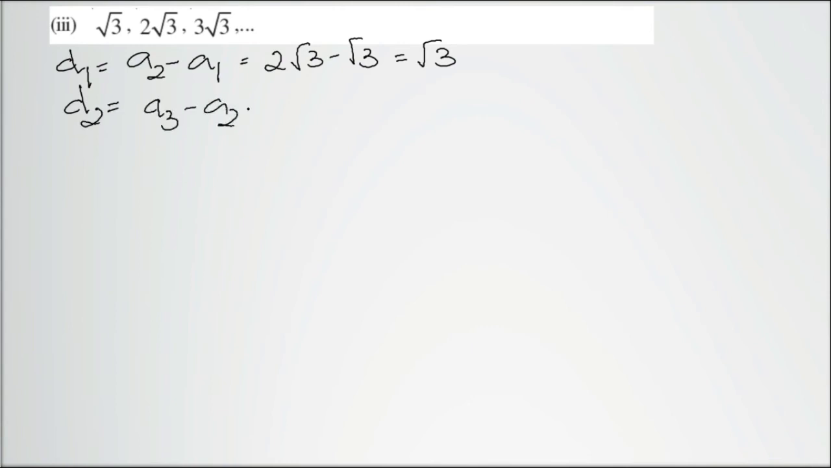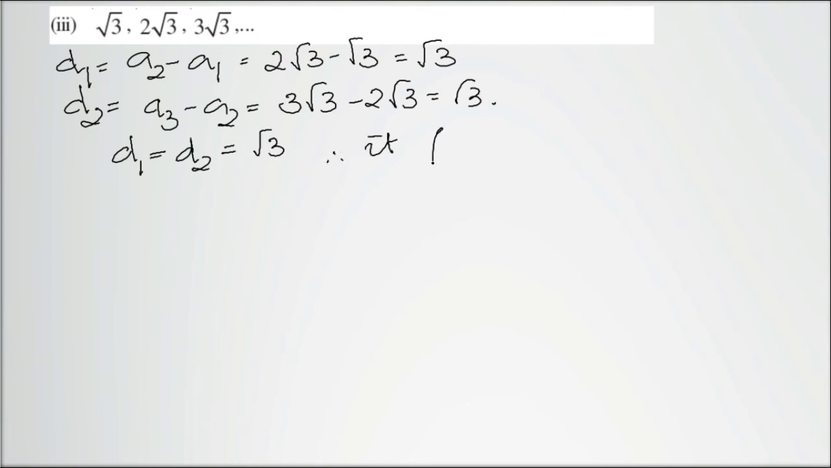The first difference is the second term minus the first term, which will be 2 root 3 minus root 3. It should be added or subtracted like variables in algebra. The second difference is a3 minus a2, which is 3 root 3 minus 2 root 3, nothing but root 3. Here d1 and d2 are equal to root 3, therefore it forms an arithmetic progression.